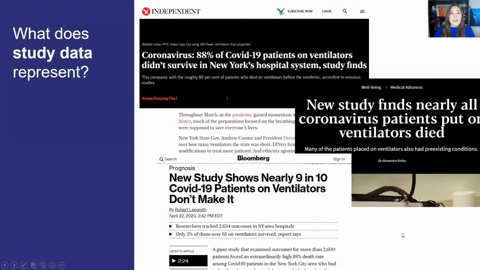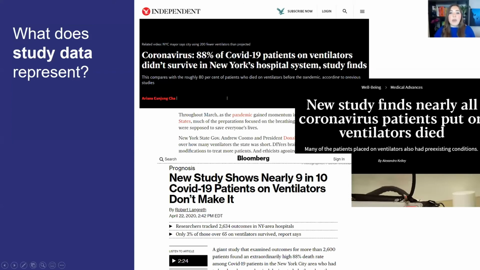We also have to look at studies. There's lots of preprints floating around out there that haven't been peer reviewed, and preprints help us get access to research and information faster in a situation like a pandemic. But in some cases, people like journalists will go ahead and pluck a number out of a preprint that perhaps might mislead when brought into this inflammatory headline. Here, looking at the number that got shared around of 88% of COVID-19 patients on ventilators didn't survive.